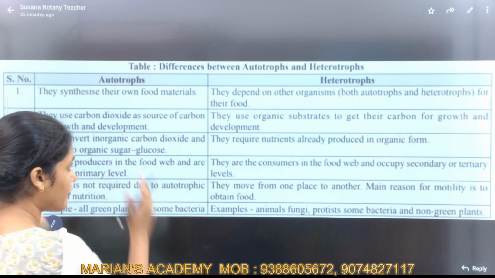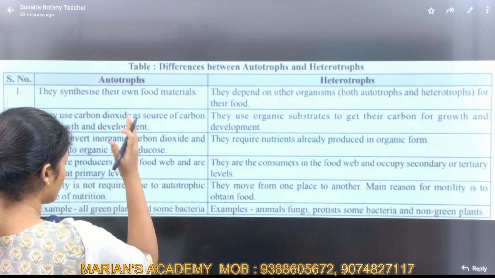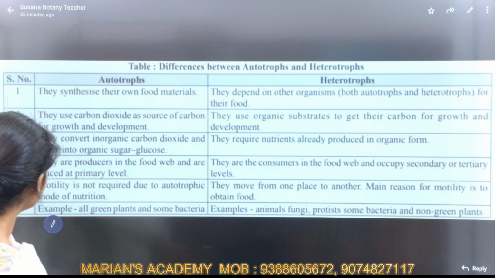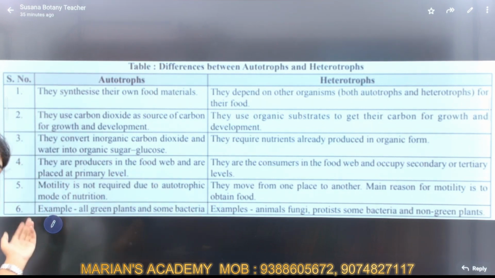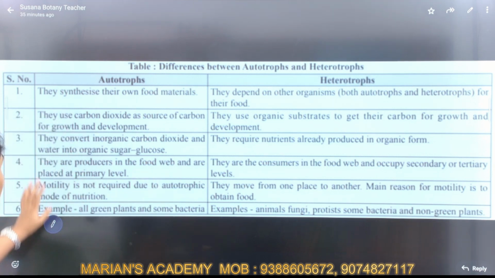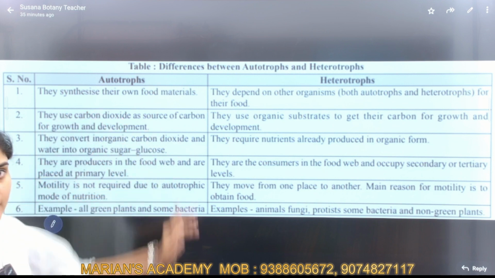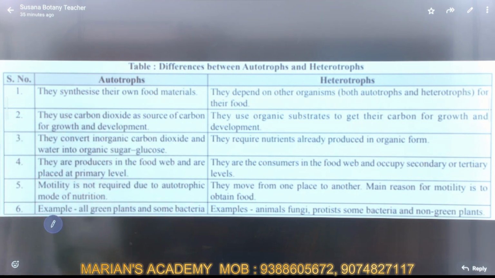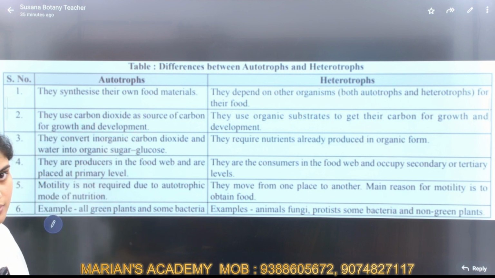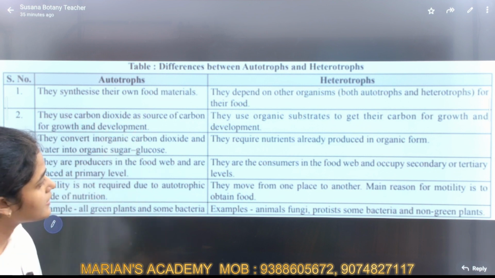You have to divide your answer sheet into two, autotrophs and heterotrophs, with a line in the middle. There are 6 points. If there are 6 points, they may be asking it for 3 marks, or you can expect 3 or 5 marks. Let's go into each of them. Under autotrophs, the first point is that they synthesize their own food materials.